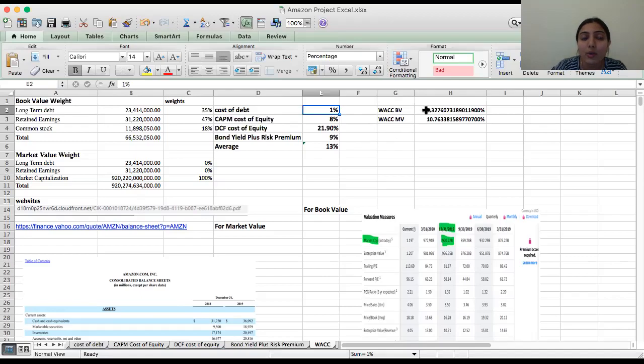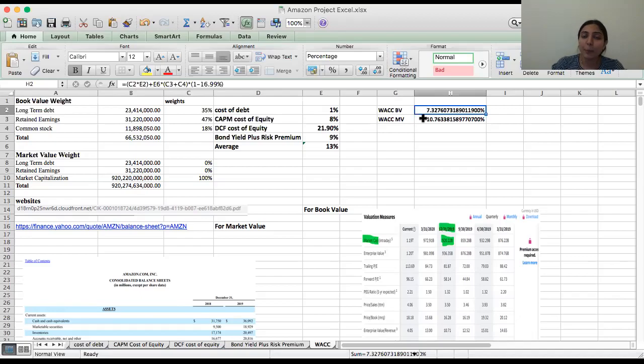So here is the formula. The long-term debt weight is multiplied by the cost of debt. This is the debt, and now moving on to the equity. Retained earnings plus common stock weights multiplied by the average of all the three methods, and then combining the debt and equity, and then multiplying it by 1 minus the tax rate. The tax rate, I already showed you how I found from the website.